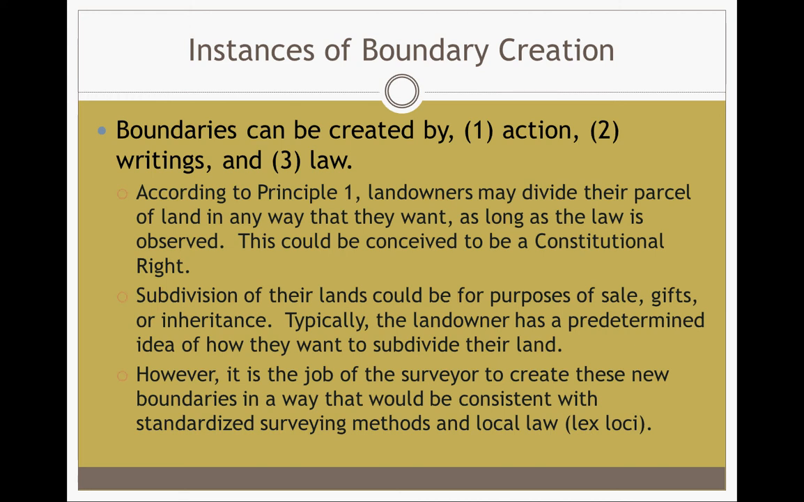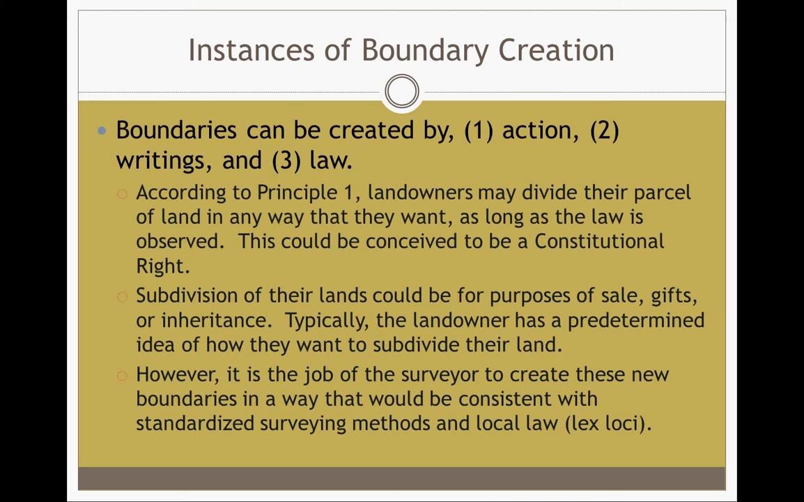Alright, instances of boundary creation. Boundaries can be created by action, writings, and law. If you'll remember that, according to that first principle, landowners can divide their parcel in any way they want as long as the law is observed. Now, this could be conceived to be a constitutional right, and in many cases, looking at the Fourth Amendment and the Fifth Amendment, we see where this is almost a constitutional right of the landowner to divide their parcel in any way they want, as long as the law is observed.